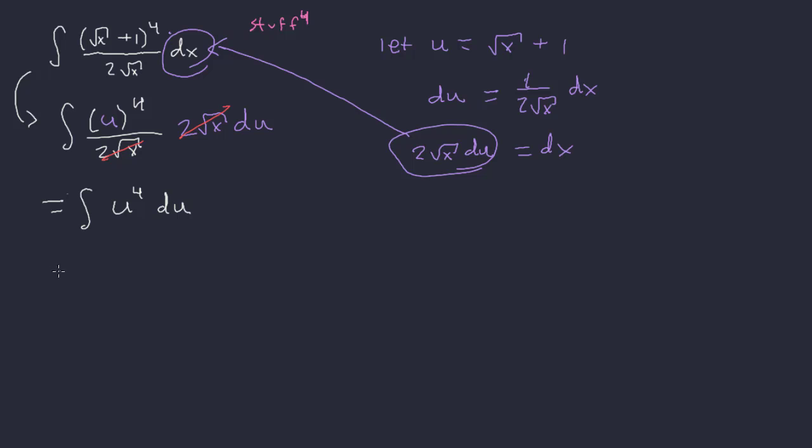All right, so the integral of u to the 4th is, of course, 1/5 u to the 5th plus c, and then we just translate our x's back in so that we have 1/5 times root x plus 1, all to the 5th plus c.